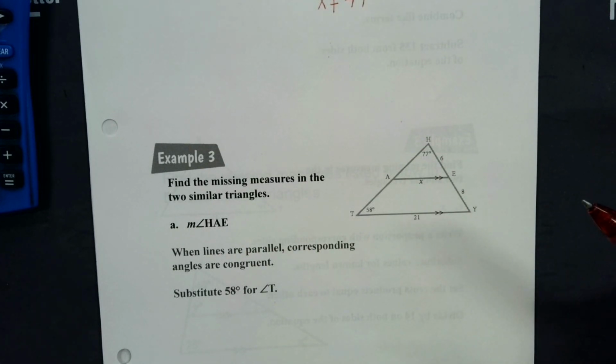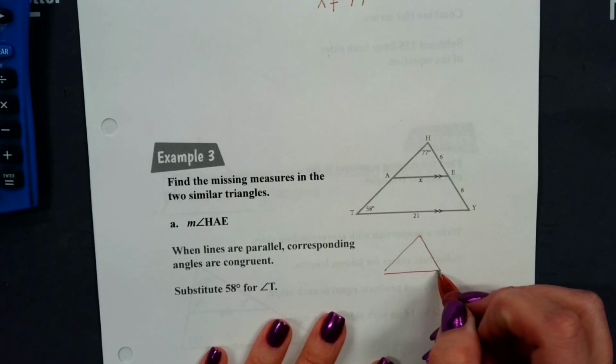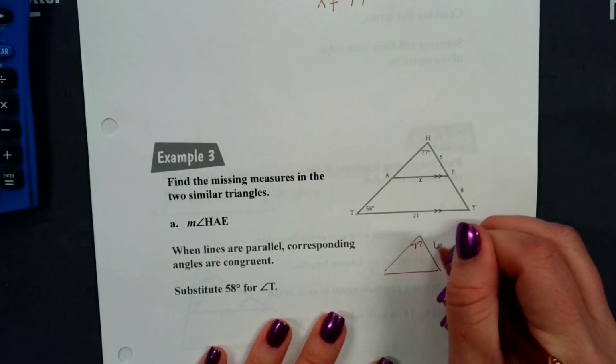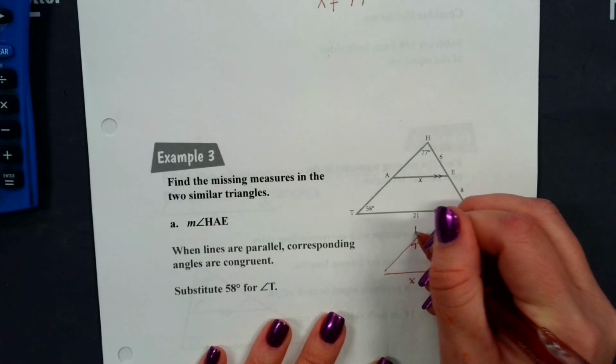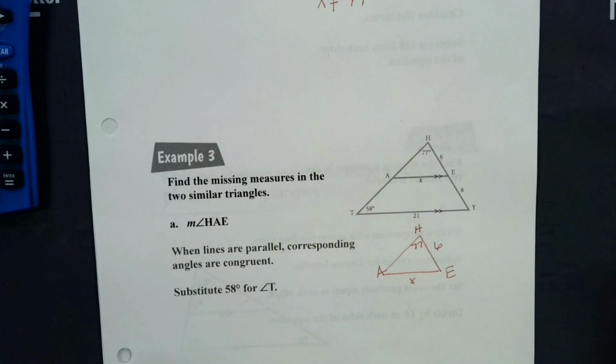Okay? Now some people are more visual and they like to pull out that small one. They can just see it better if they pull it out. If that's you and you want to pull that other triangle out, go for it.